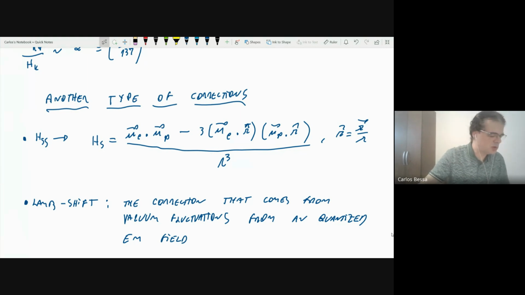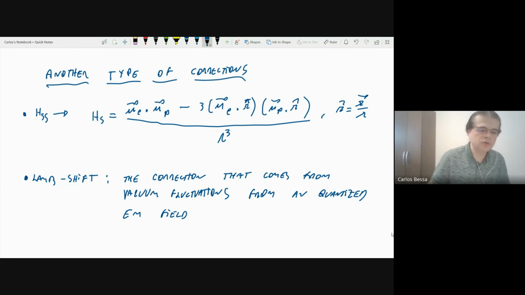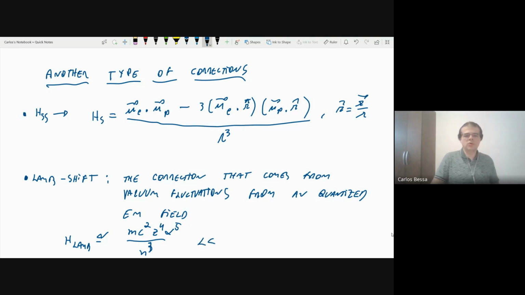In general, this shift that's called Lamb is given approximately by this: mc squared, Z to the 4, alpha to the 5, over n cubed. And this n is a quantum number. But again, this is very small compared with the, let's say, kinetic term.